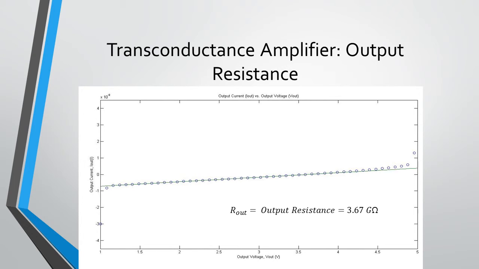For the transconductor amplifier, the second parameter we're going to measure is the output resistance, which is calculated by Vout divided by Iout. Here, we found that to be 3.67 gigaohms.